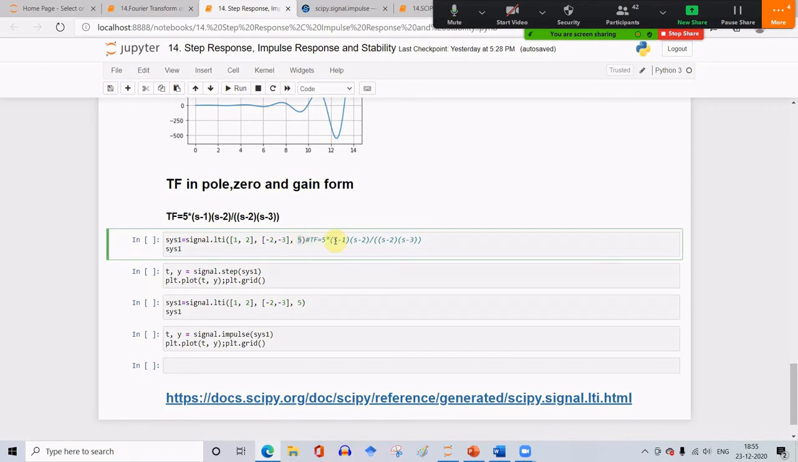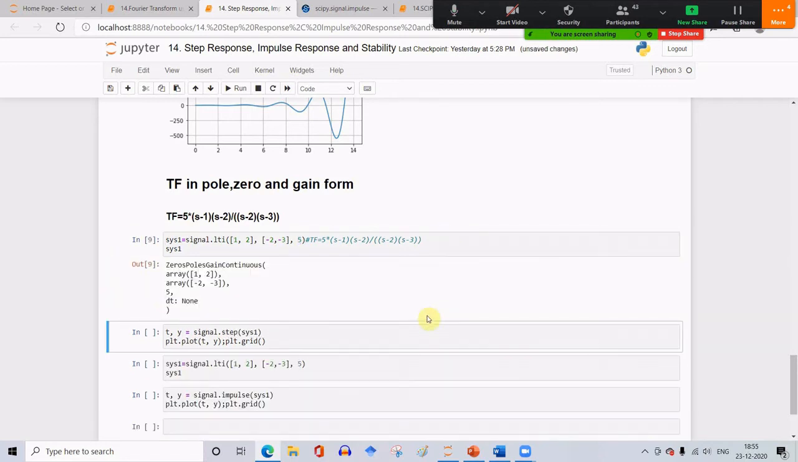Okay, so zeros at 1 and 2, poles at -2 and -3. This is system 1. Take the step response and impulse response for that. Let me execute this. System 1 is a zero-pole-gain system, a continuous system having these arrays, and dt is not given, so it is none.